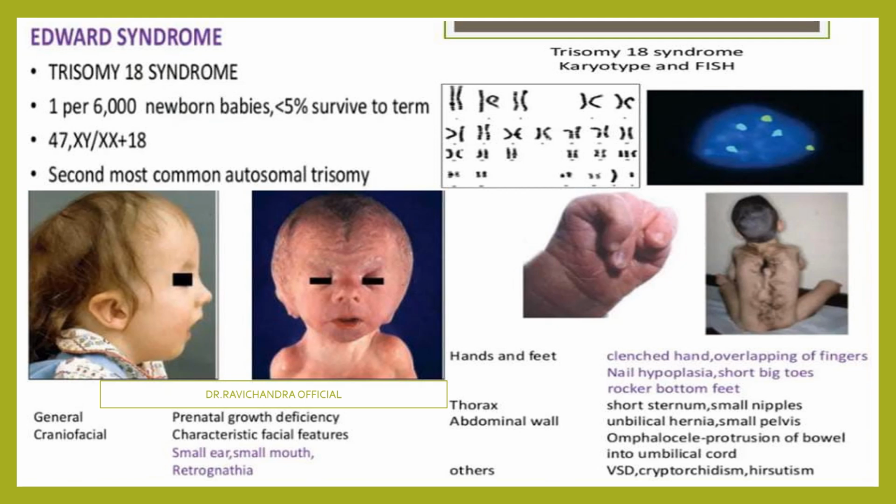Characteristic features will be small ears, small mouth, retrognathia, clenched hand, overlapping of the fingers, hypoplastic nails, short big toes, and rocker bottom feet. There may be cryptorchidism, ventricular septal defects, and hirsutism in few cases, and umbilical hernia and omphalocele.